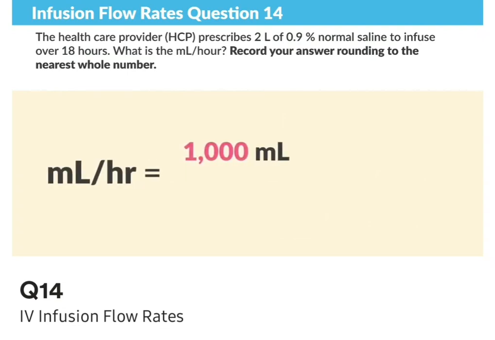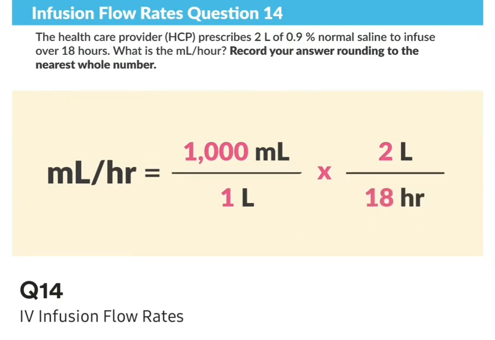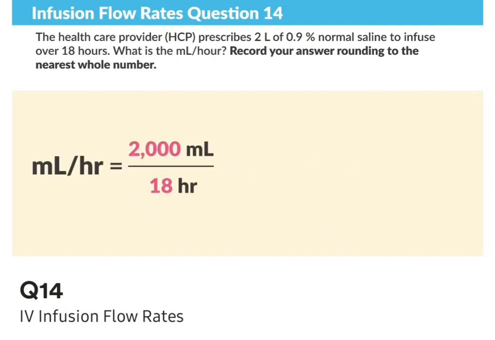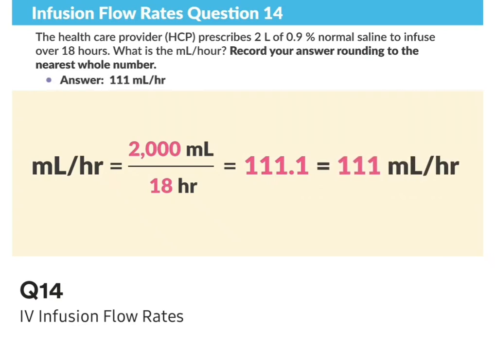So 1,000 mLs over 1 liter times 2 liters over 18 hours. So let's do our multiplication here. 1,000 times 2 is 2,000. And 1 times 18 is 18, right? So simply do 2,000 divided by 18, and that gives us 111.1. So it's going to be 111 mLs per hour.